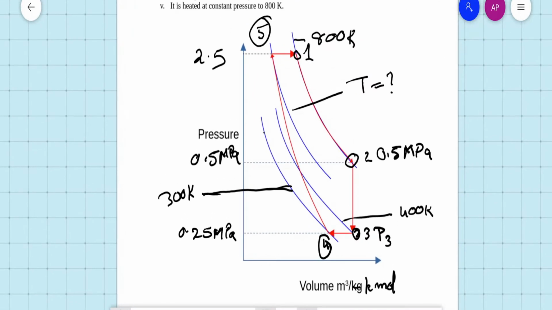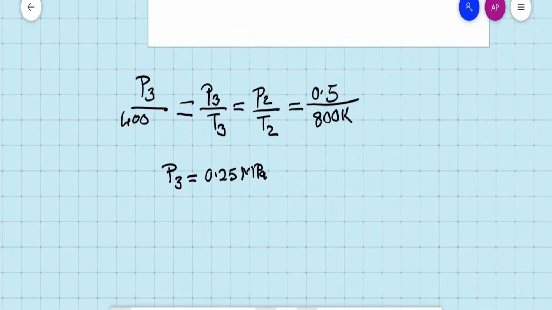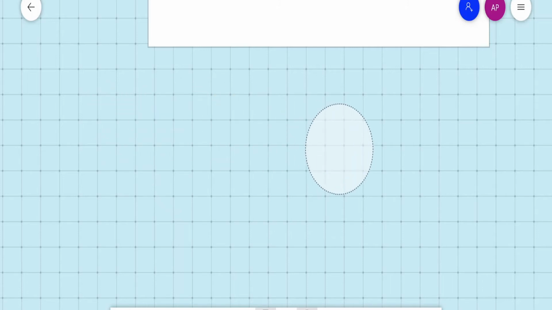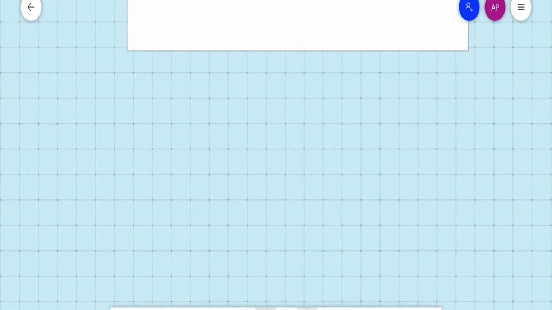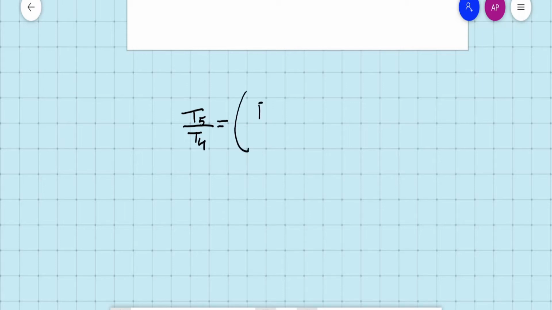Now from 4 to 5 is an adiabatic process. So we can find out T5. T4 is known, it's 300 Kelvin, and T5 needs to be calculated out. So we know that from adiabatic law, T5 by T4 is equal to P5 by P4, the whole raised to gamma minus 1 over gamma.